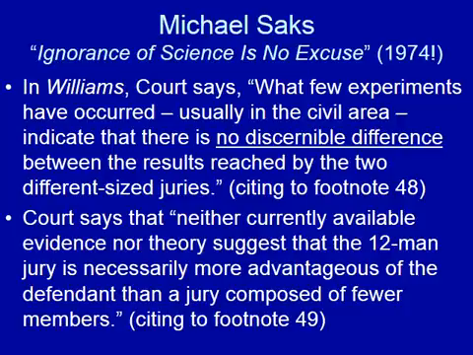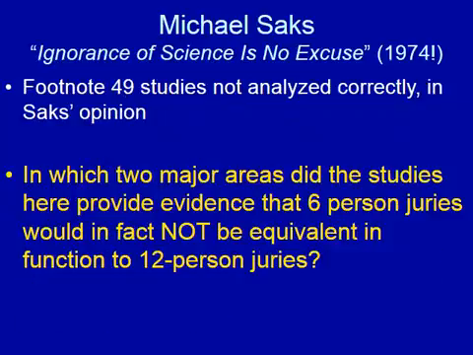So going back to the Williams case, the court says, citing to footnote 49, that, quote unquote, neither currently available evidence nor theory suggests that the 12-man jury is necessarily more advantageous to the defendant than a jury composed of fewer numbers. Here, Saks discusses the studies in this footnote and basically says the court completely missed the boat in analyzing those. So in which two major areas did the studies here provide evidence that 6-person juries would in fact not be equivalent in function to 12-person juries?